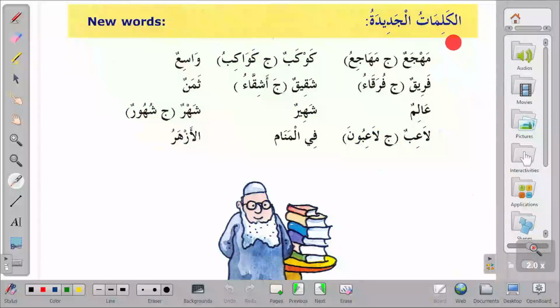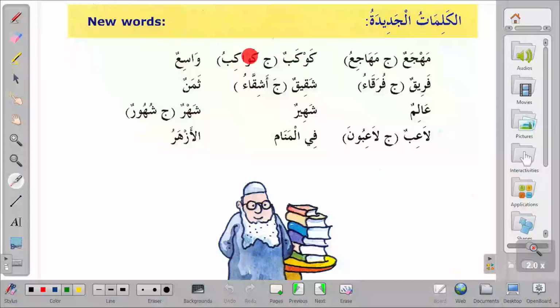So here we get to al-kalimatul jadida, the new words. The first one we have is mahjahun. Ma ma'ana mahjahun? It is the hostel, where particular students stay, live. The plural is mahajir. Now we have kawkabun. Ma ma'ana kawkabun? Kawkabun is bright stars, even sometimes used for planets. The plural is kawakib.